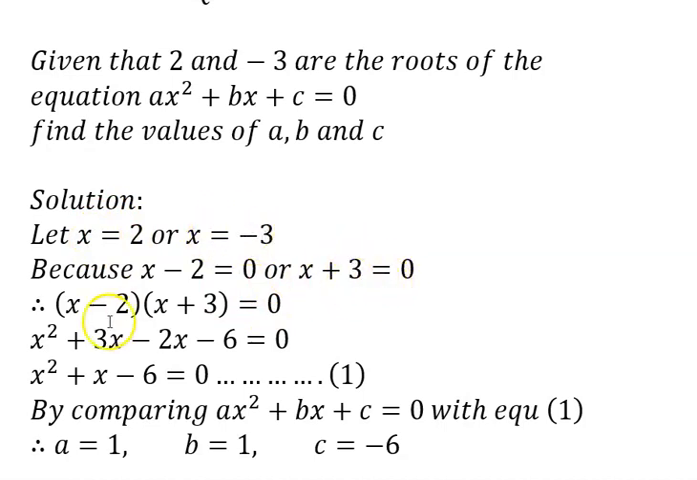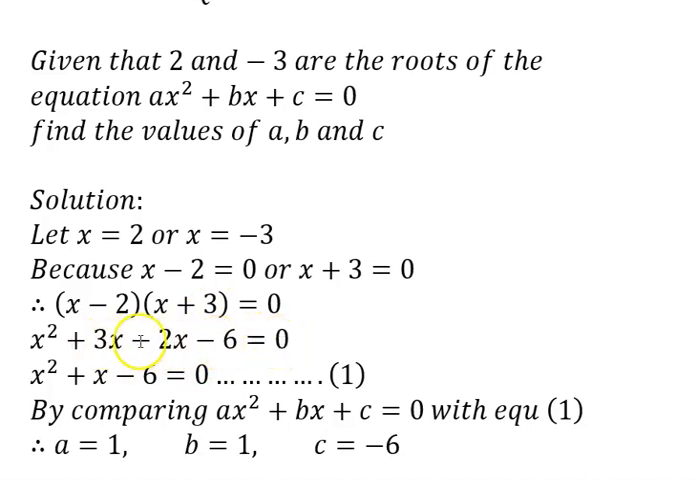Now, it means x minus 2 equals 0, or x plus 3 equals 0. That's what we have here. Therefore, (x minus 2)(x plus 3) equals 0. Beautiful. Now, look at this. If you open up this bracket, x times x gives x squared. x times 3 gives what? Plus 3x. Minus 2 times x gives what? Minus 2x. Minus 2 times 3 gives what? Minus 6 equals 0. Beautiful.